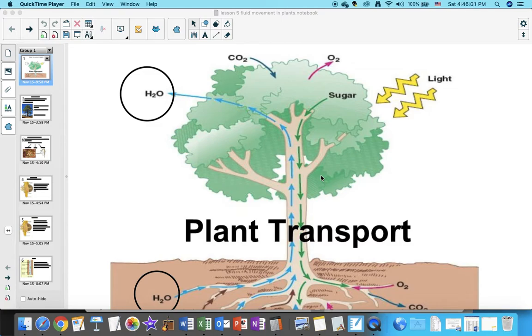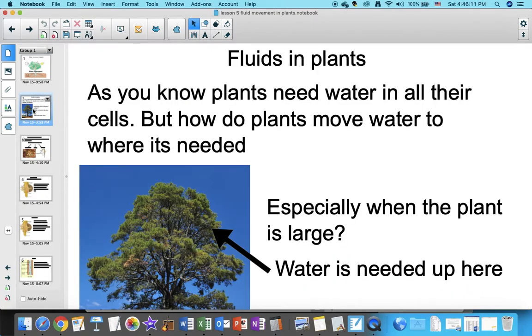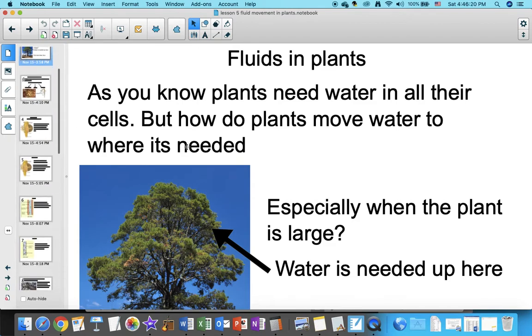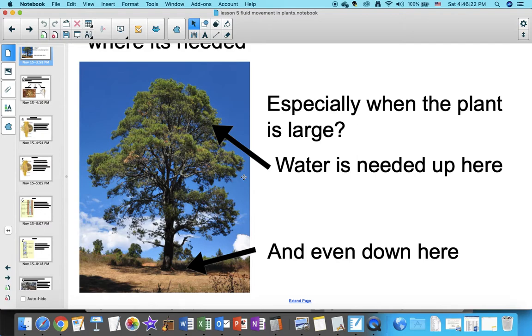So, this lesson will have quite a few terms, and these terms will appear again in later studies, so I highly recommend you review this. So, as you know, plants need water in all of their cells, right? Every living thing needs water. But how do plants move that water to where it's needed? Especially in massive plants like trees, right?